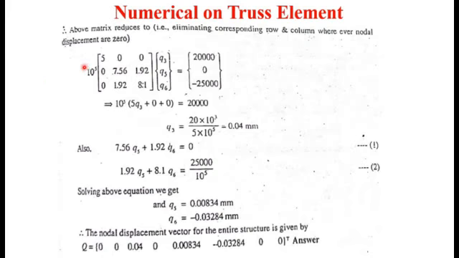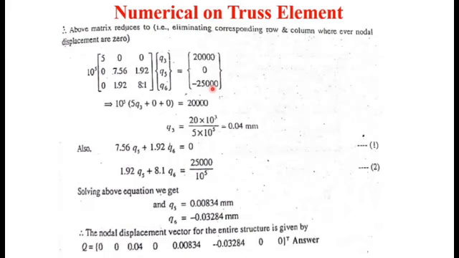After eliminating these, the remaining matrix is prepared here. This is the remaining matrix: k, 10 raised to 5 into 5 0 0, 0 7.56 1.92, 0 1.92 8.1, into q3 q5 q6, is equal to 20,000, 0 and minus 25,000. This is the matrix we got here.